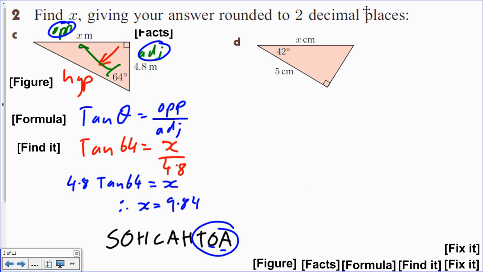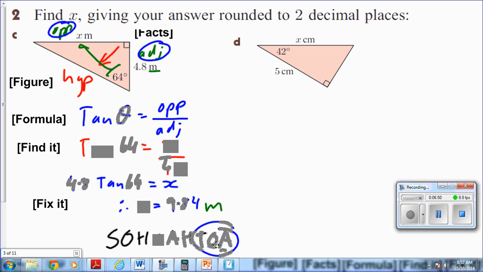Then we need to go through our last step, which is the fix it step. That fix it step, we look at our original question. We notice that the question is in metres, so we need to make sure we put metres in there. That is all I'm going to do in this section. The next bit I'll look at D, E, and F, and then I'll have a look at the next three after that. Thank you.